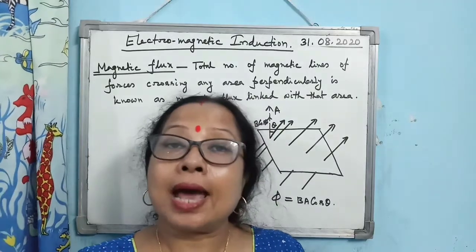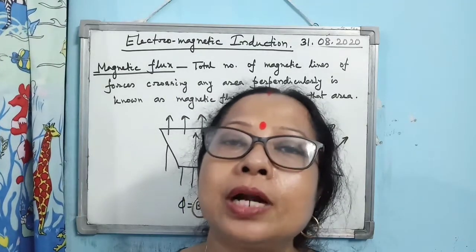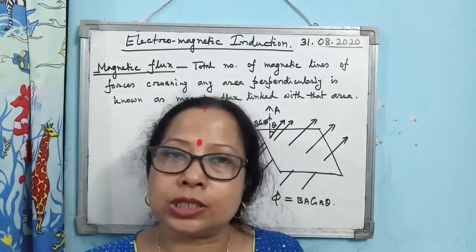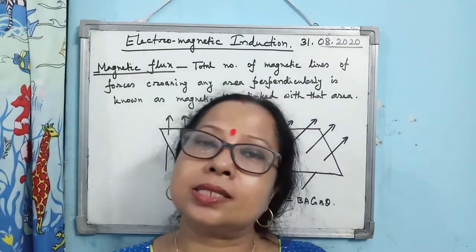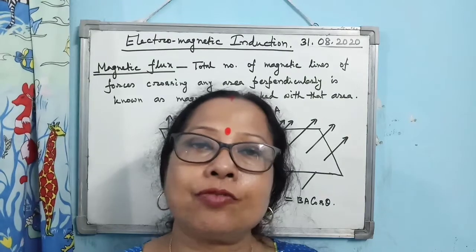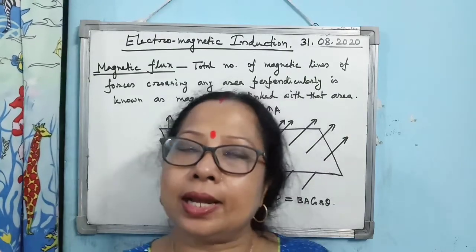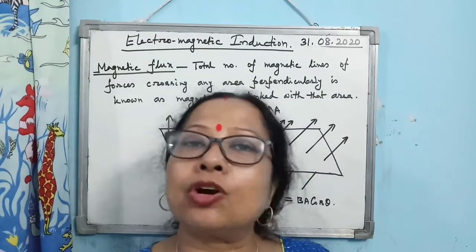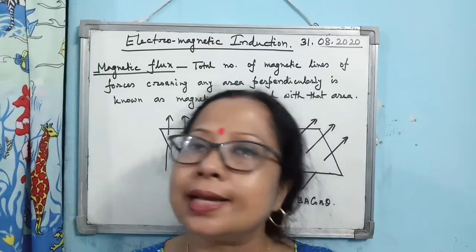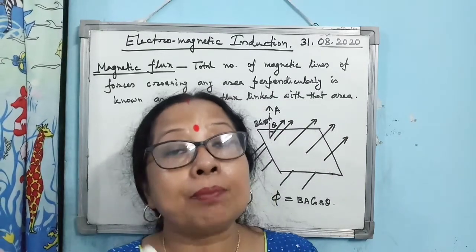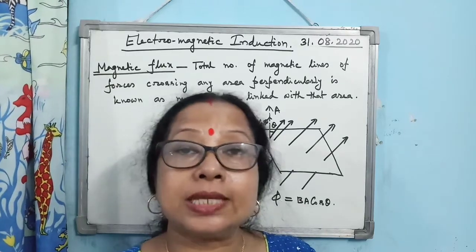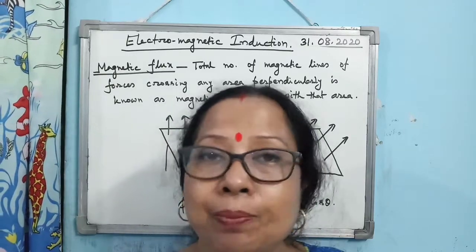The total number of magnetic lines of forces crossing any area perpendicularly is known as the magnetic flux linked with that particular area. Now, we have the concept of magnetic field intensity also. What is magnetic field intensity? The number of lines of forces crossing unit area perpendicularly.